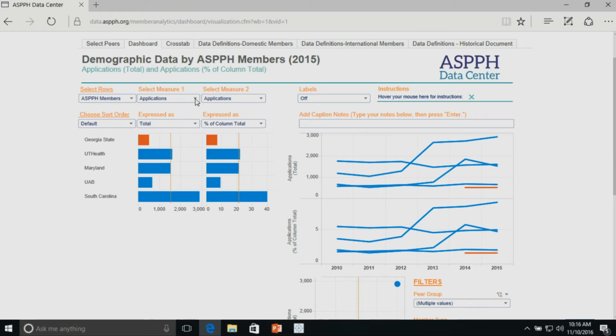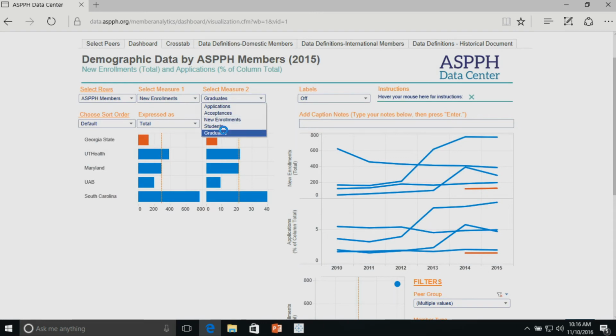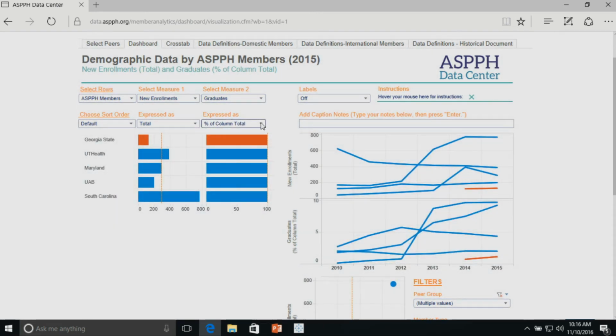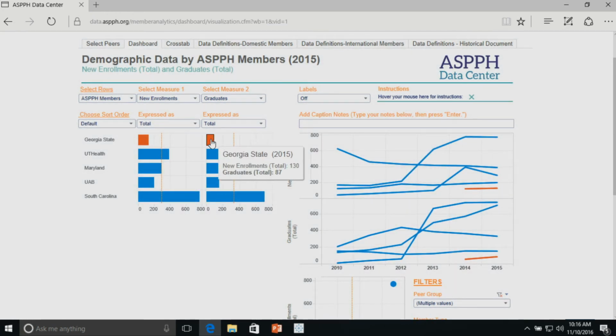I'm going to switch this measure to new enrollments and this measure to graduates, and I'm going to compare the totals. So when I hover over here, you can see that Georgia State enrolled 130 students and graduated 87 students. This makes sense because they're trying to grow, so you would want their new enrollments to be a little bit larger than their graduates. UT Health, 389 and 332, another good number. If they're trying to grow a little bit, strategic growth here, that makes perfect sense to me.